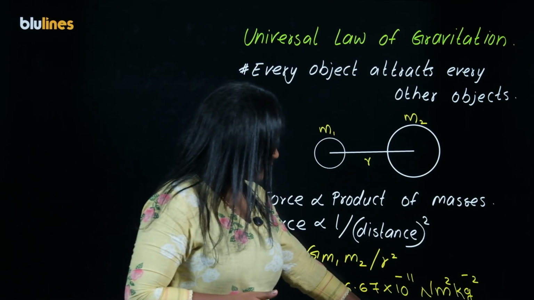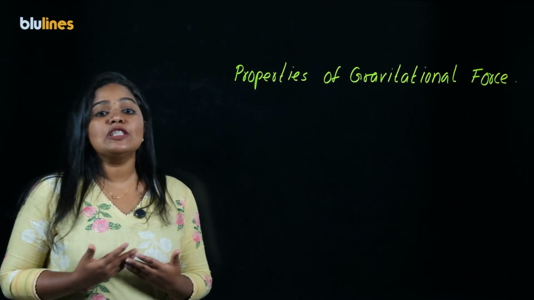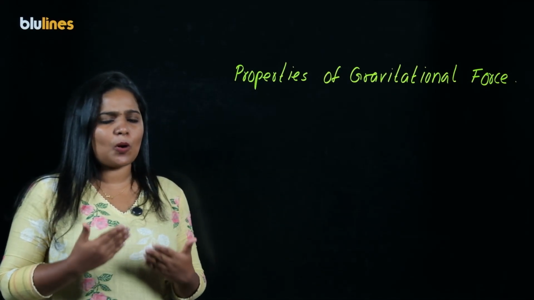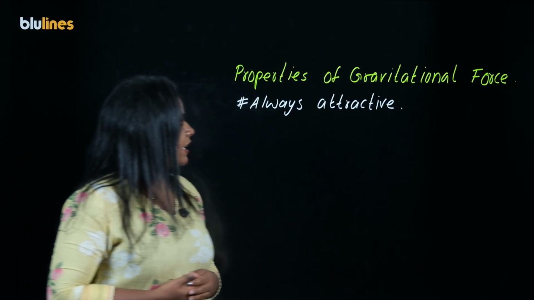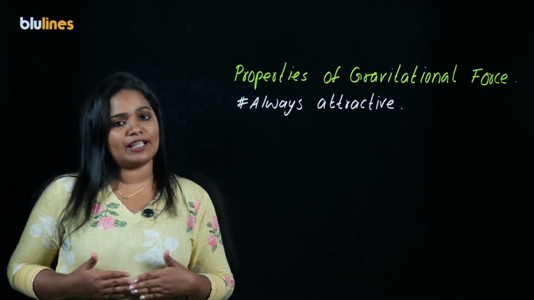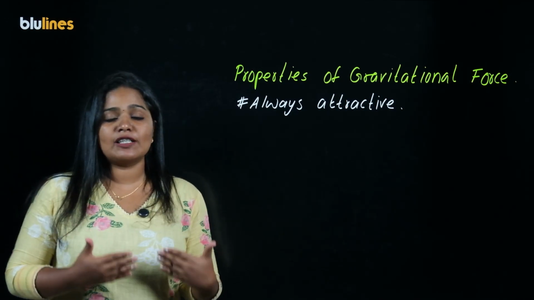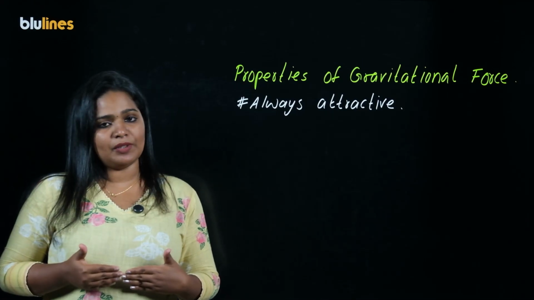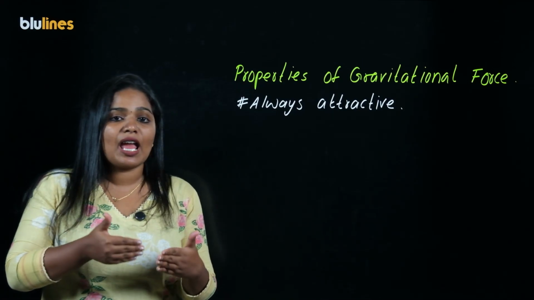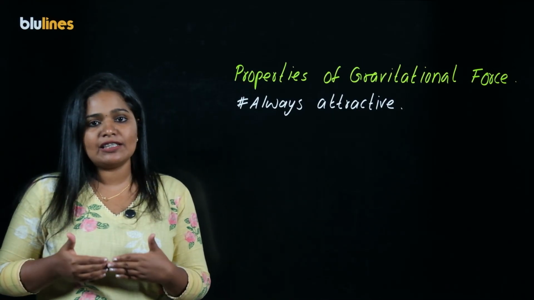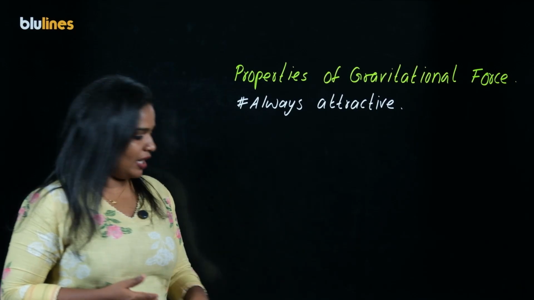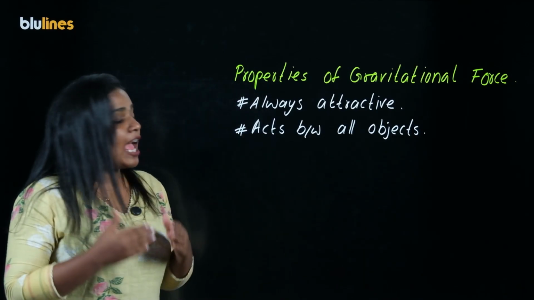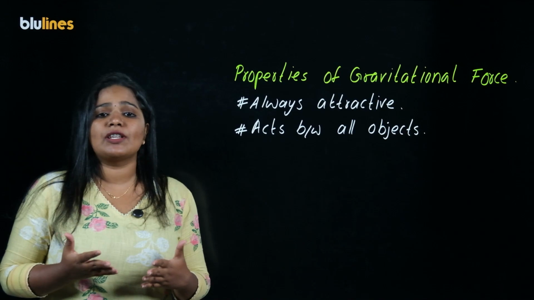Now, properties of gravitational force. What are the properties? The first property is that it is always attractive in nature. So we have considered two masses. M1 is attracting M2 towards its center and M2 is attracting M1 towards its center. The nature is always attractive. And it acts between any objects having some mass.